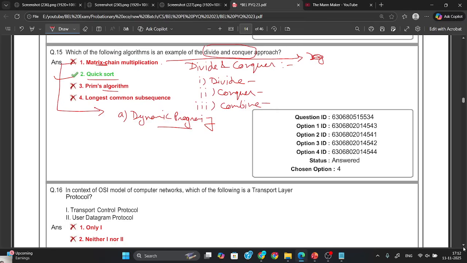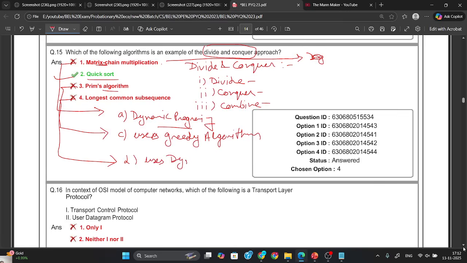Then we have Prim's algorithm, option C. Prim's algorithm uses a greedy algorithm. And we have LCS, that is longest common subsequence. This uses again a dynamic programming approach. So these options also you need to remember for this question. Quick sort is your right answer.